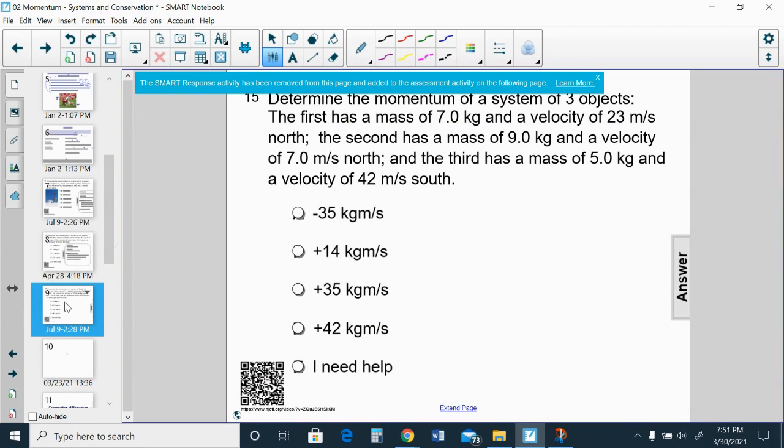Determine the momentum of a system of 3 objects. The first has a mass of 7 kilograms and a velocity of 23 meters per second north. The second has a mass of 9 kilograms and a velocity of 7 meters per second north. And the third has a mass of 5 kilograms and a velocity of 42 meters per second south.